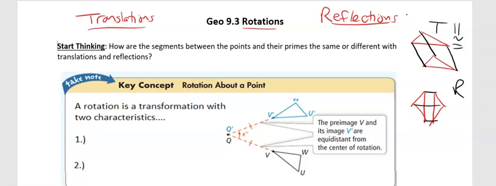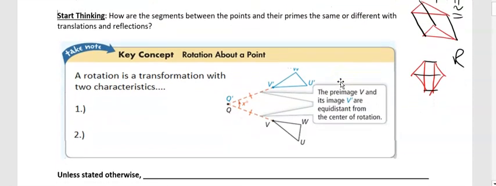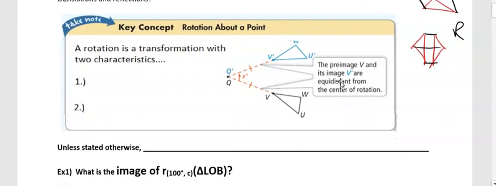Okay, let's go ahead and jump into what a rotation is. It's insanely hard to give a definition of a rotation without using the word rotation. So what I'm going to do is put it in a different way. A rotation is a transformation with two characteristics. The first characteristic is that the distance from, here's the point of rotation right here, the distance from the point of rotation to any point must equal exactly the distance from the point of rotation to its prime.